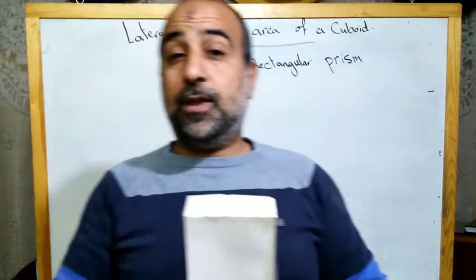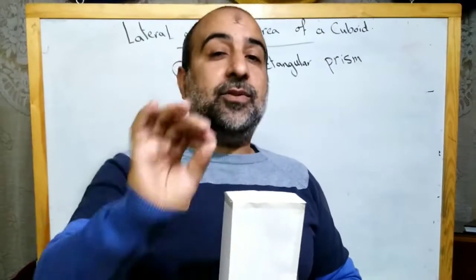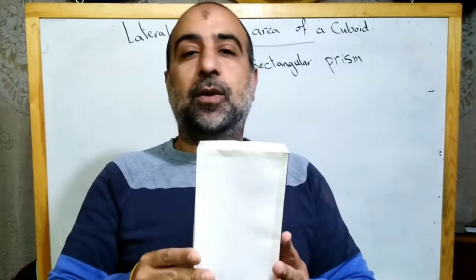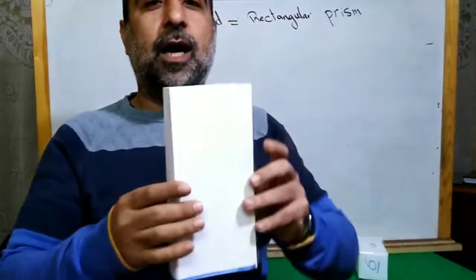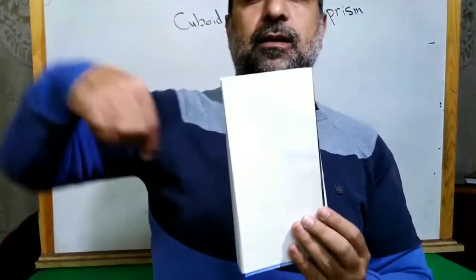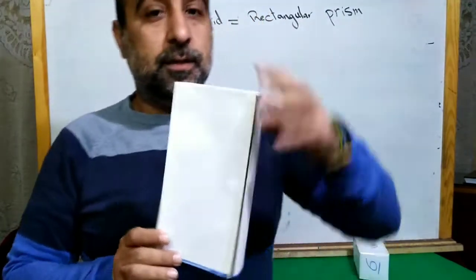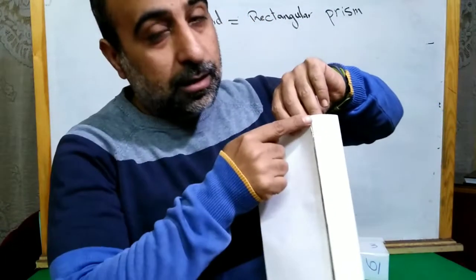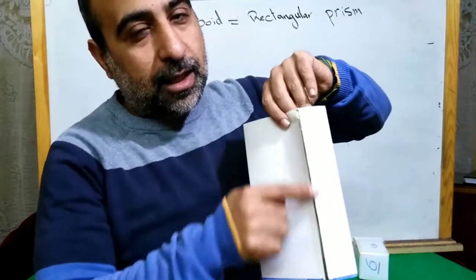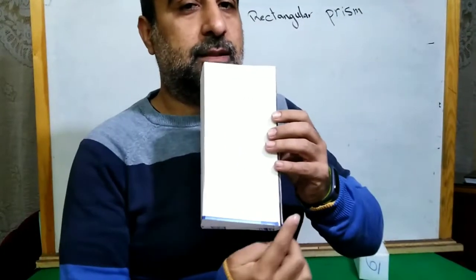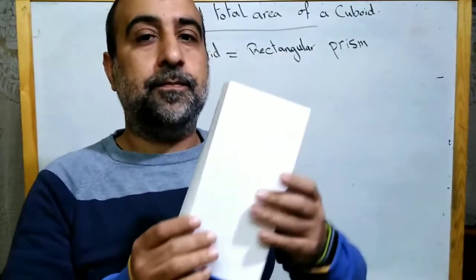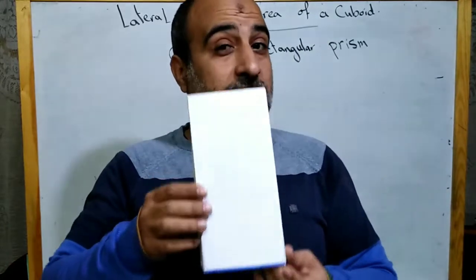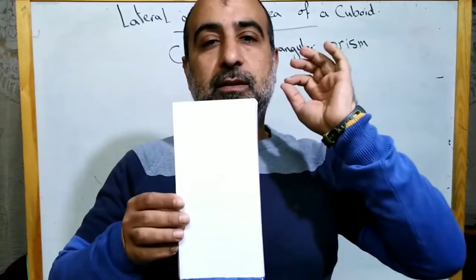Now I will talk about the lateral area of the cuboid. So I will cut out the 2 faces just like that. Now I have just the 3 lateral faces. So focus. This is a black line, and this is around the cuboid. Please, this represents the lateral area of the cuboid.